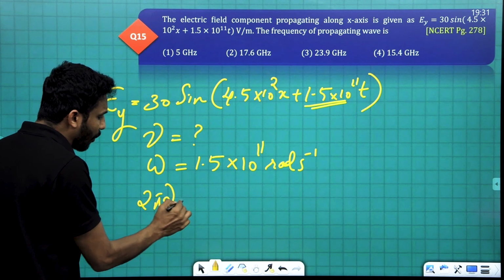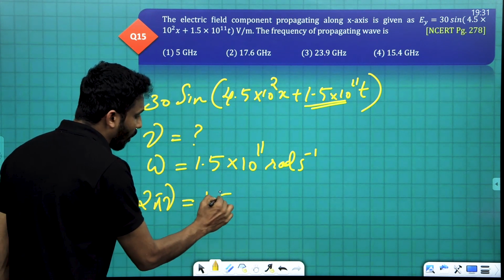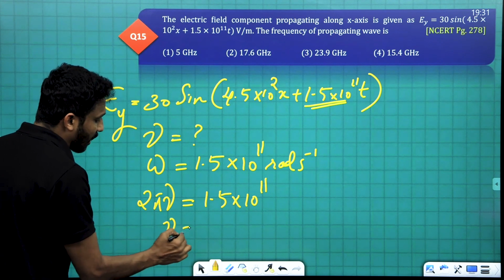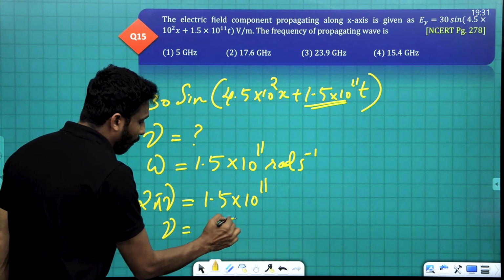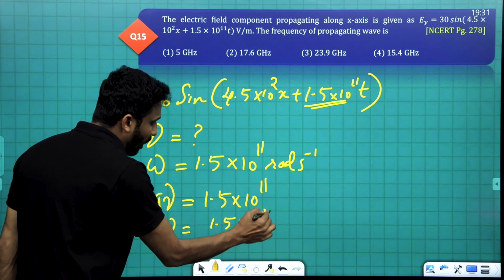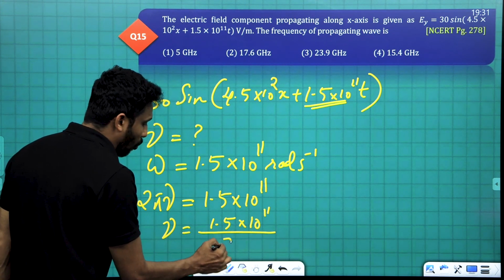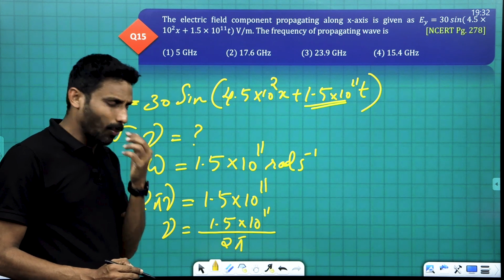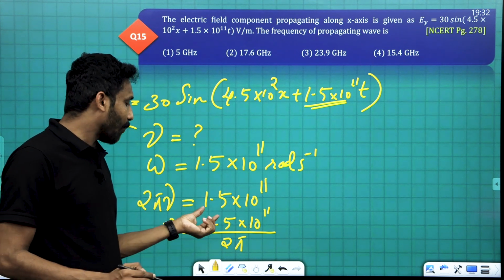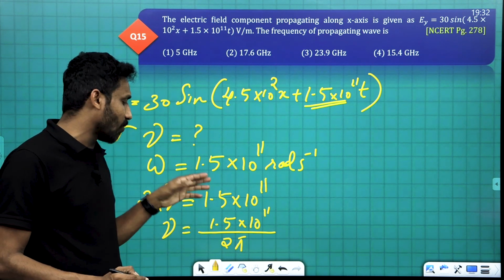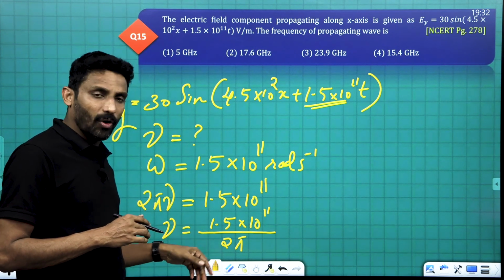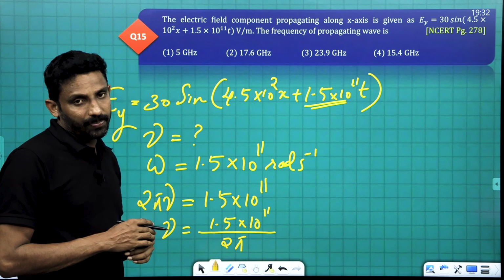Omega is 2 pi nu. 2 pi nu is 1.5 into 10 power 11 rad per second. From this directly we get frequency 1.5 into 10 raised to 11 divided by 2 pi. Clear? 2 pi is 6 point something. 1.5 divided by 6 point something is 1 by 4. It is just a comparison. 1 by 4 is 0.25.